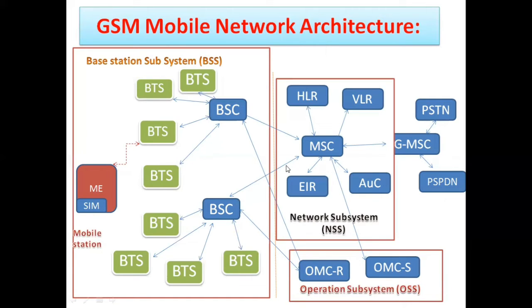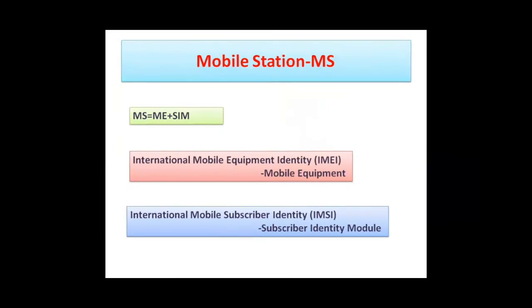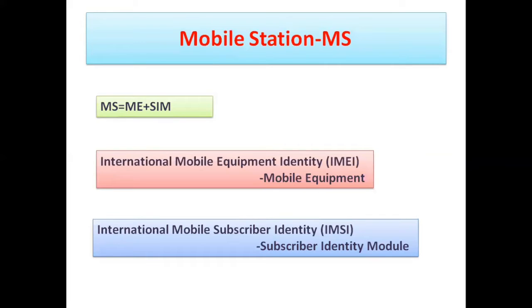Now we shall discuss them one by one. Again, we shall discuss in detail the various components and network interfaces in the mobile network. One is the mobile station. This mobile station, as I said, is nothing but the user equipment, called mobile equipment, plus the SIM, together referred to as the mobile station. SIM is Subscriber Identity Module.